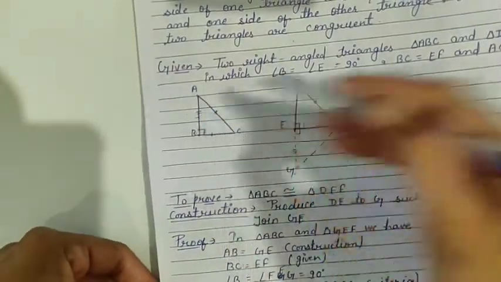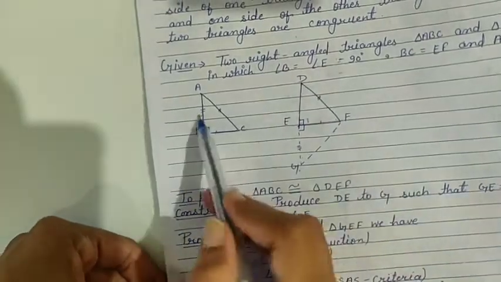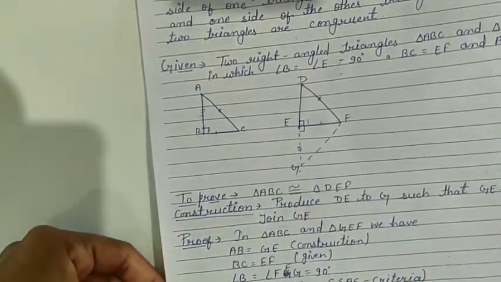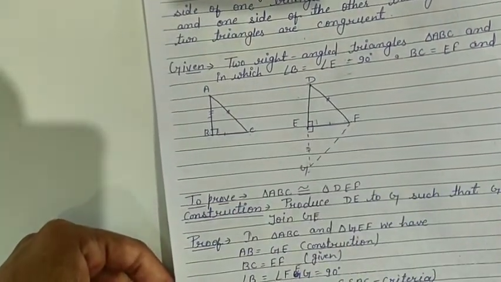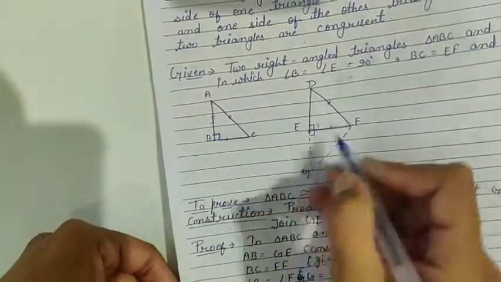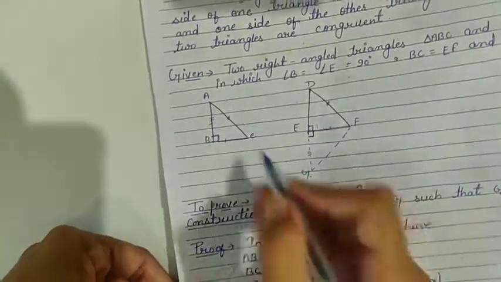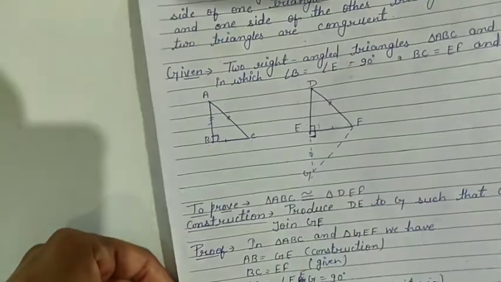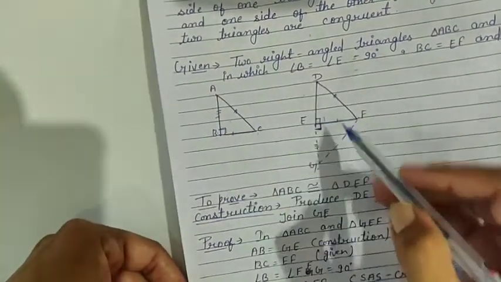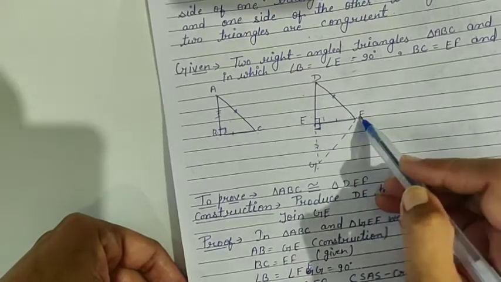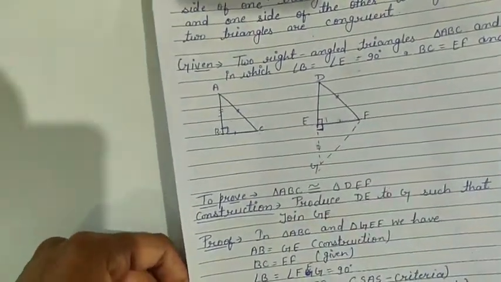Now in triangle ABC and in triangle GEF, AB is equal to EG by construction, and BC is equal to EF. This is given. And angle B is equal to angle FEG, or GEF. Angle B is equal to angle GEF, each of 90 degrees. So triangle ABC is congruent to triangle GEF by SAS criteria.